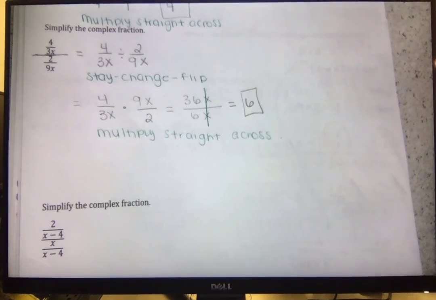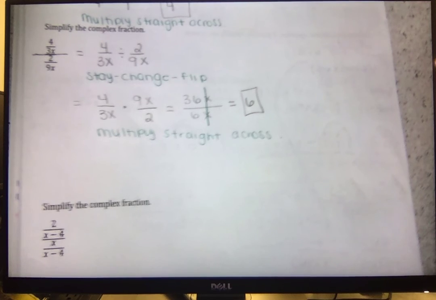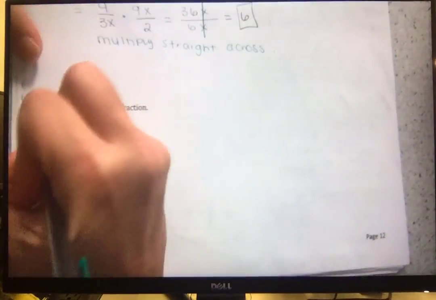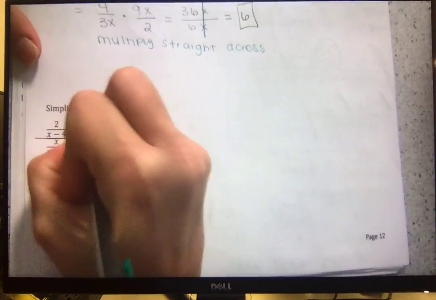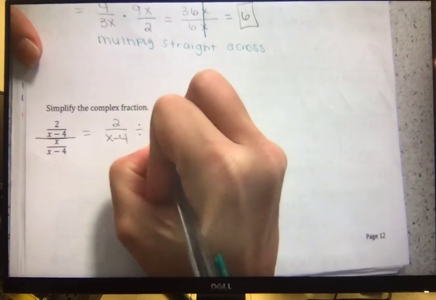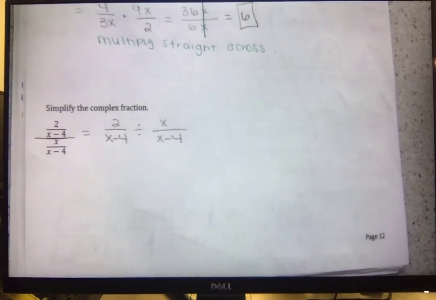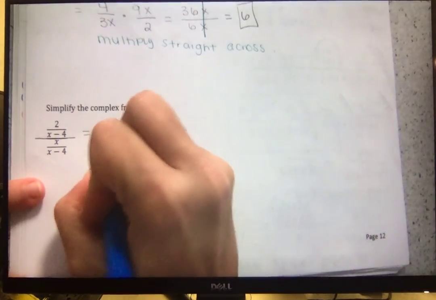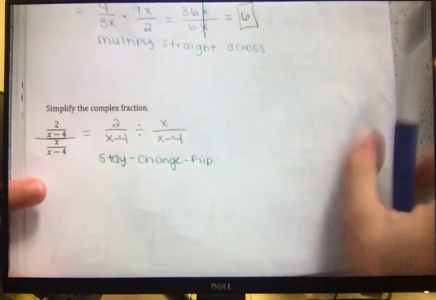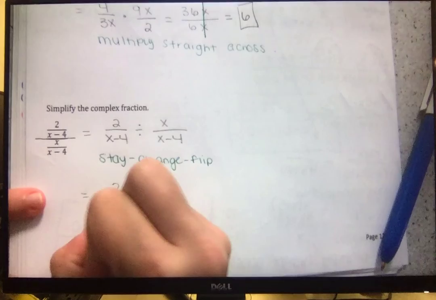All right, so next one, simplify the complex fraction. 2 over x minus 4, all over x times x minus 4. Same thing, we're going to take this middle fraction bar and write it using the division symbol. So 2 over x minus 4 divided by x over x minus 4. So it's now division, same thing over and over, stay, change, flip. So now by the logic of the last question, we can go ahead after we flip it and cancel out the x minus 4s. Bingo.